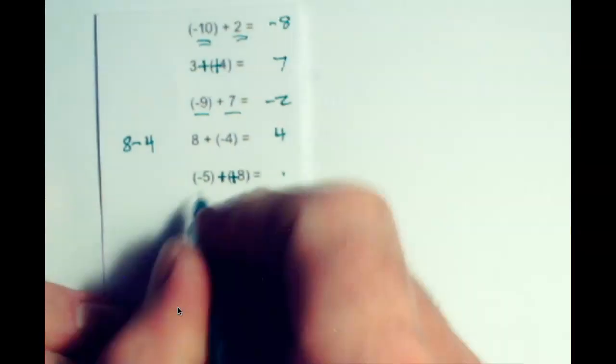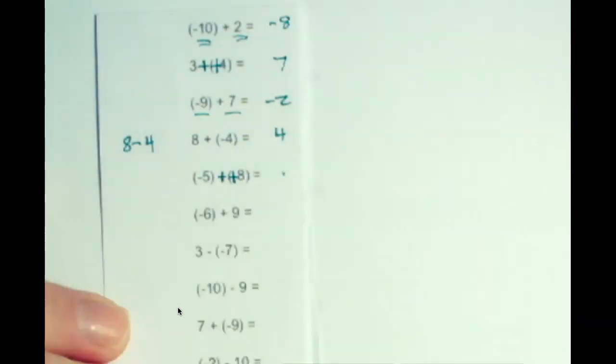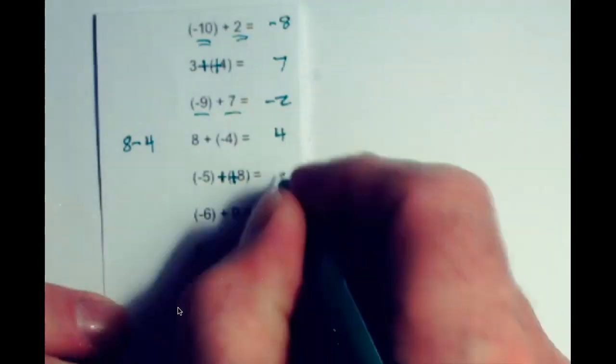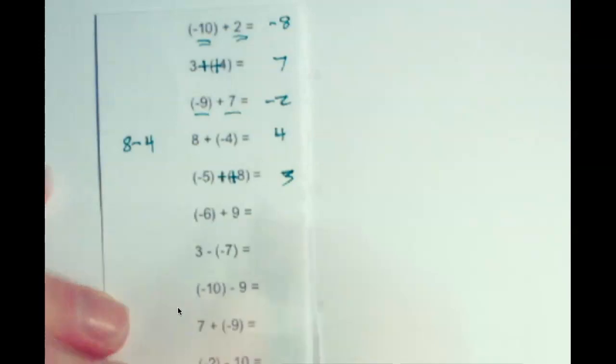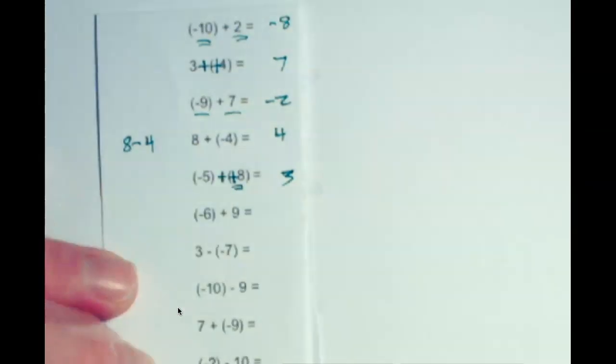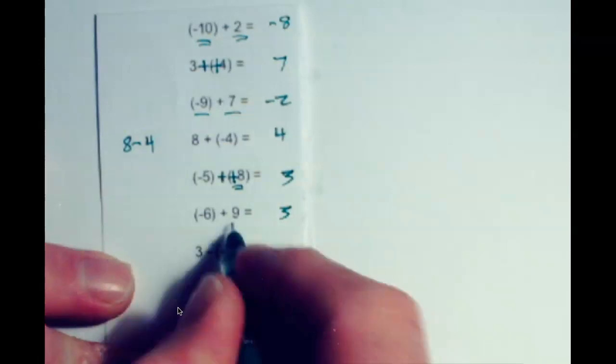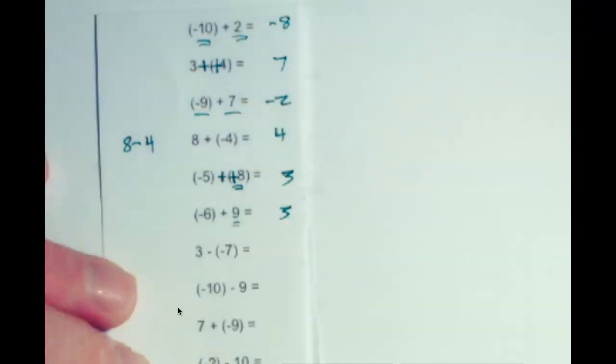All right, let's see. Now we have different signs. What's the difference? The difference is 3. Is it positive or negative? Well, it's positive because the 8 has a greater absolute value. All right, the next one, we have different signs. What's the difference between 6 and 9? Is it positive or negative? Yeah, it's positive. That negative 9 has a greater absolute value.